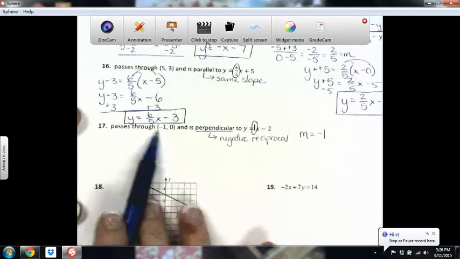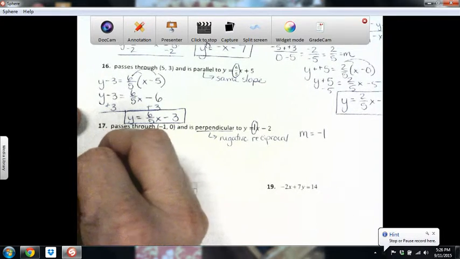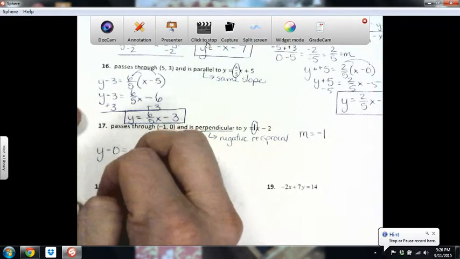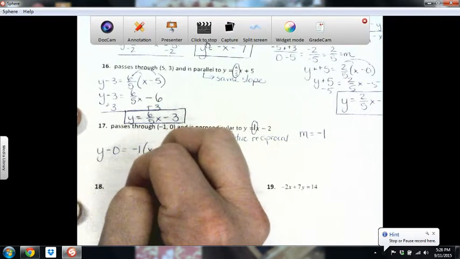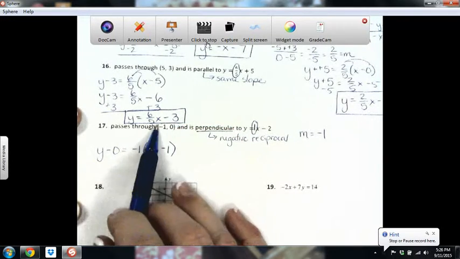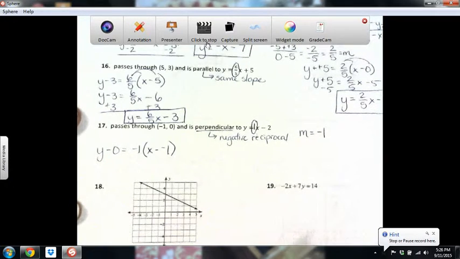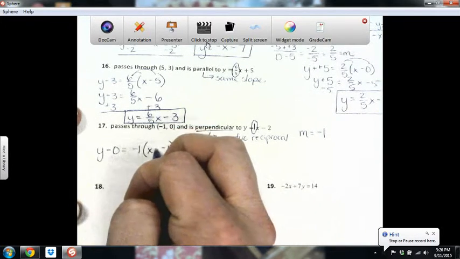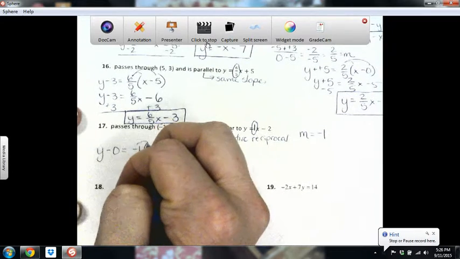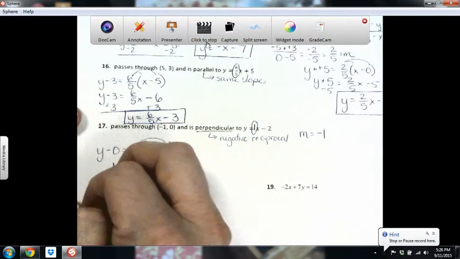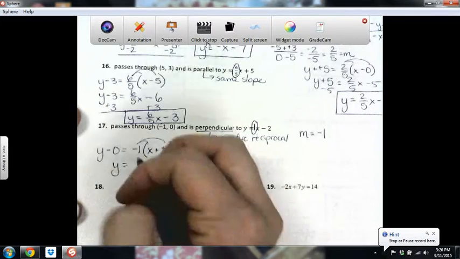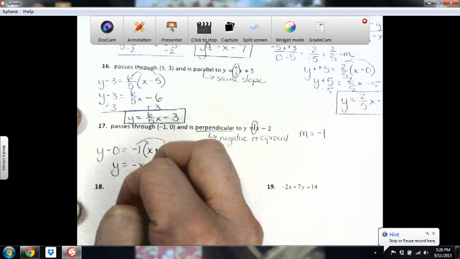So I'm going to pass that through this point. So I'm going to say y minus 0 equals negative 1 times x minus negative 1. So this negative 1 went here, this negative 1 went here, and my 0 was my y. So I'm going to change this to adding a positive, and then I'm going to distribute, and I get y minus 0 is just y, equals negative x minus 1.